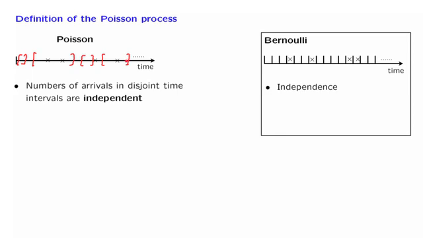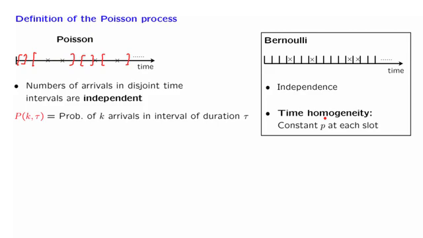The second assumption for the Bernoulli process was one of time homogeneity, namely at each slot we had the same probability of an arrival. We want to make a similar assumption for the Poisson process, and it's going to be the following. The probability that we have k arrivals during an interval of a certain duration tau is going to be the same no matter where that interval sits.